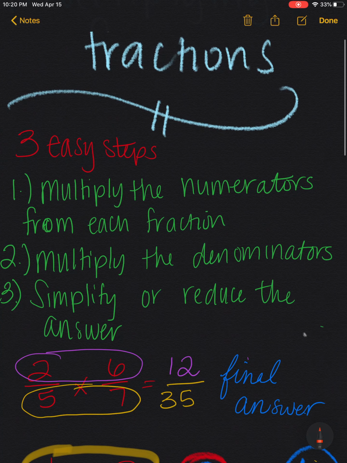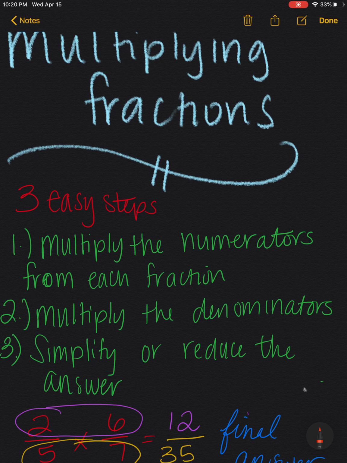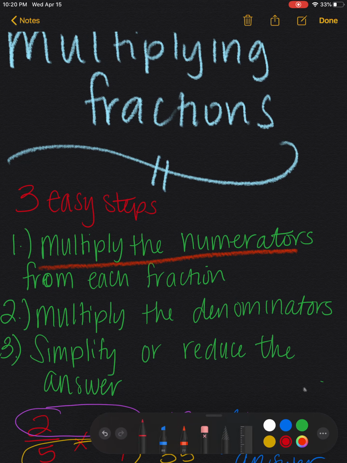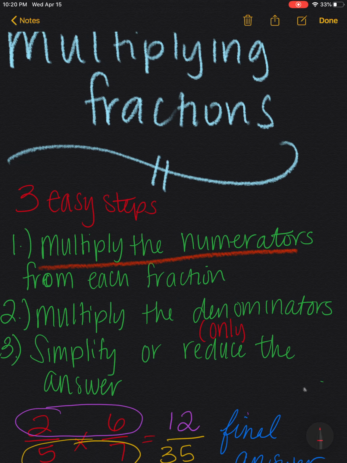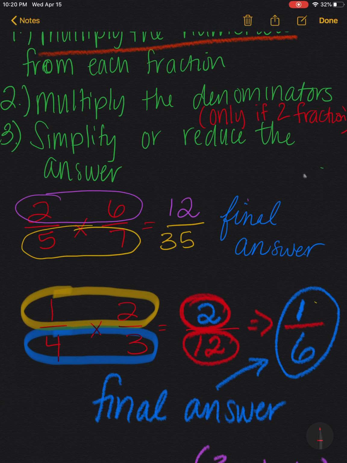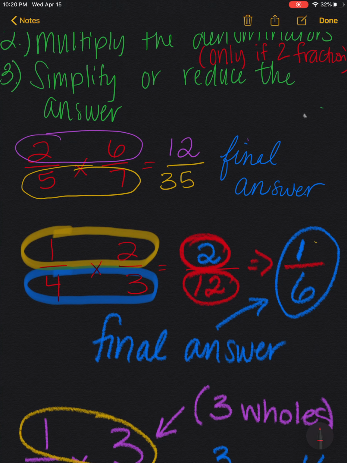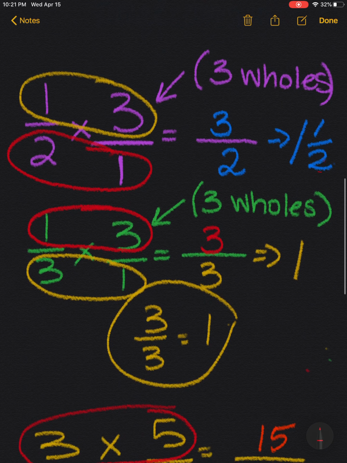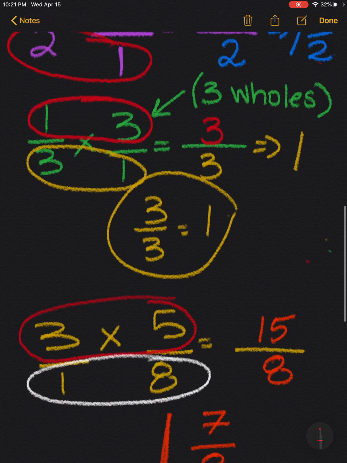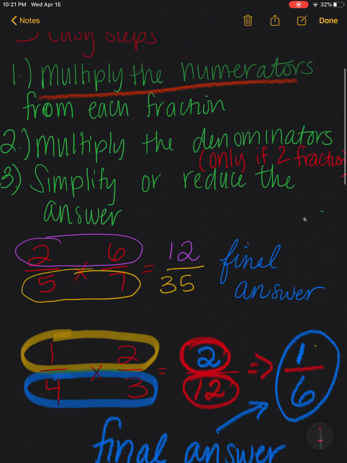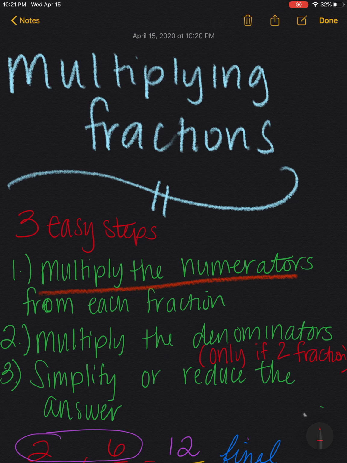That is how to multiply fractions in 3 easy steps. So you multiply the numerators, then you multiply the denominators. Again, only if 2 fractions. And then you simplify and reduce. So for 2/5 times 6/7, we had to multiply both. And then it just made it easier for when we did the whole numbers to make them fractions to make it easier. Now follow along on the slideshow that I have provided on Google Classroom.